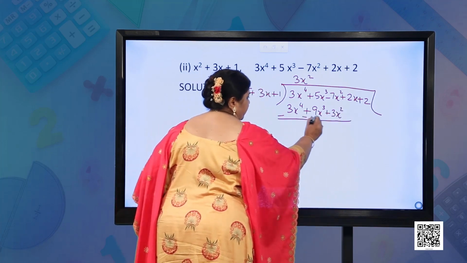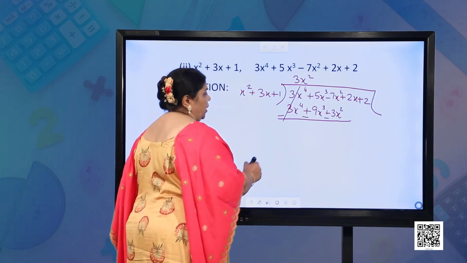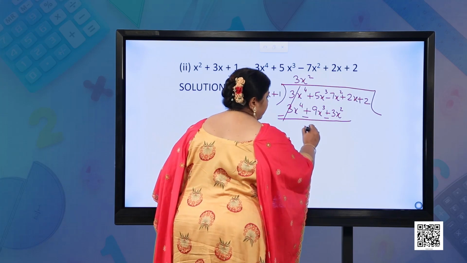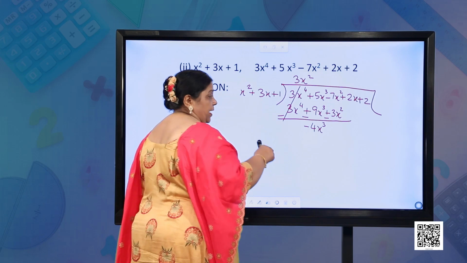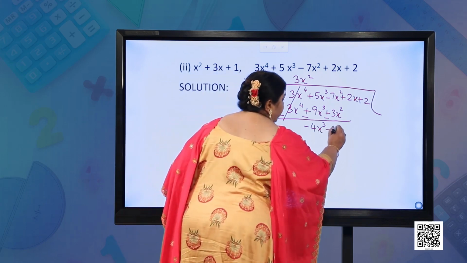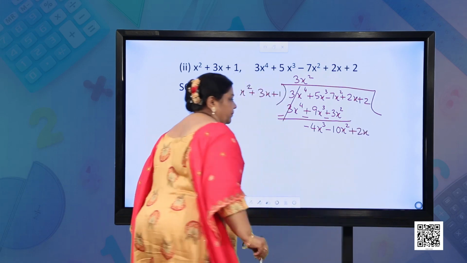On subtracting, I get 3x to the power 4 cancelled with 3x to the power 4. What is 5 minus 9? Yes, minus 4x cube. What is minus 7 and minus 3? Yes, you are right, it is minus 10x square plus 2x.